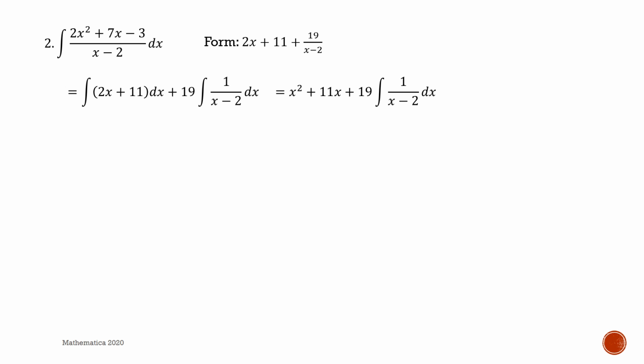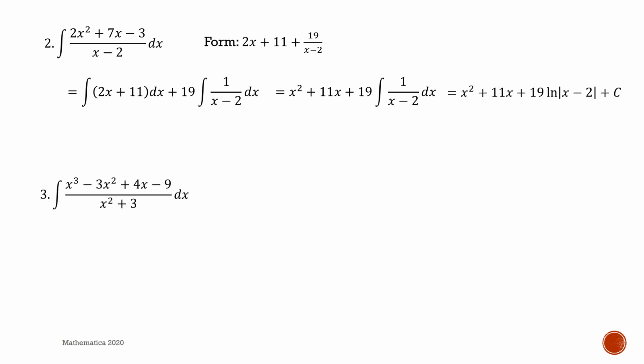Now, if I were to take the derivative of x minus 2, I would end up with 1. So therefore, that integral fits the u prime over u, and therefore all I simply have to do is take the ln of the absolute value of u, and there we go. x squared plus 11x plus 19 times the ln of the absolute value of x minus 2, and then plus my constant.